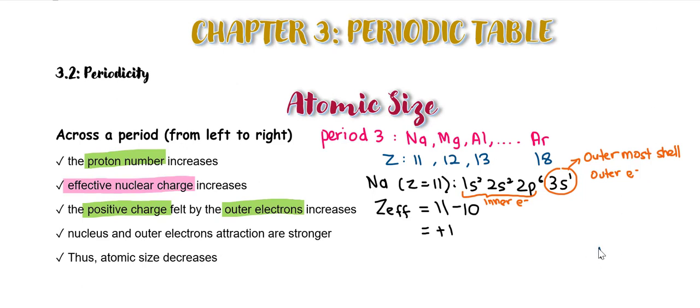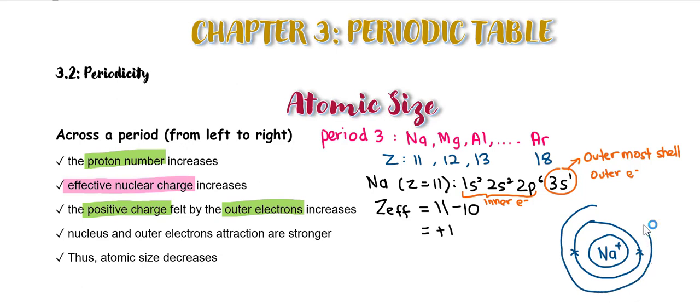If we draw it like this, sodium, the effective nuclear charge is positive 1. The first shell, n equals 1, has 2 electrons. The second shell, n equals 2, has 8 electrons, 2 plus 6 is equal to 8: 1, 2, 3, 4, 5, 6, 7, 8. And then for the last shell, n equals 3, we have 1 electron.